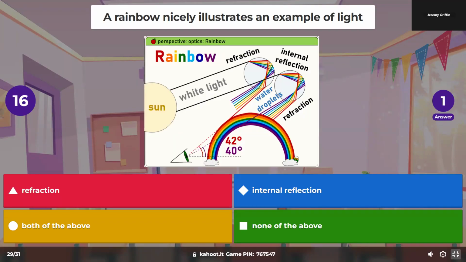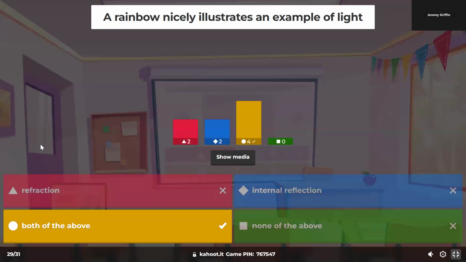A rainbow nicely illustrates an example of this. I'll walk you guys through it. Here's some white light. I see some refraction in this water droplet, some internal reflection, and a second refraction. And here's an observer. So what do you need to make a rainbow work? Yeah, you need both. Okay, let's go through that one more time.